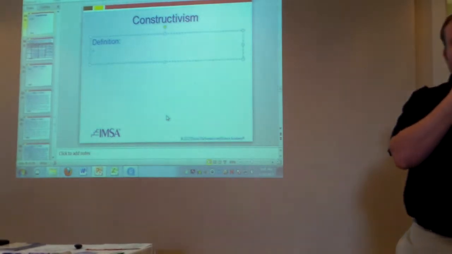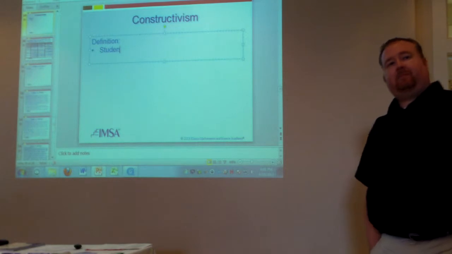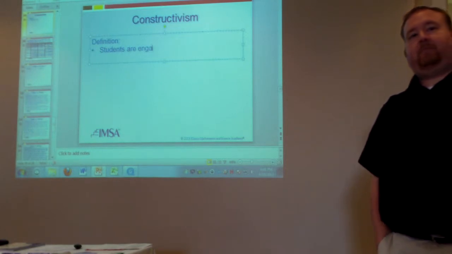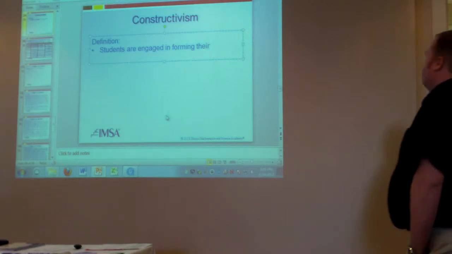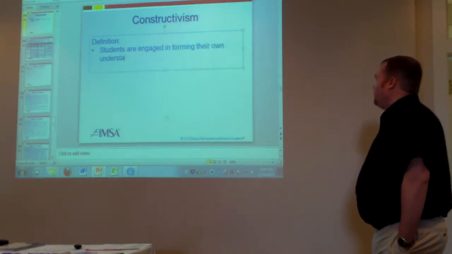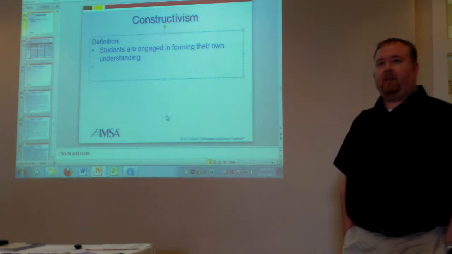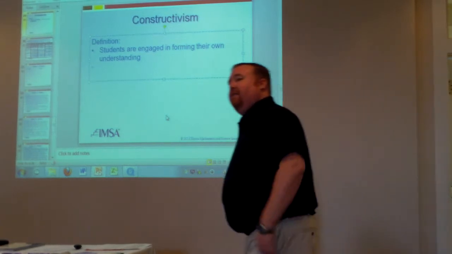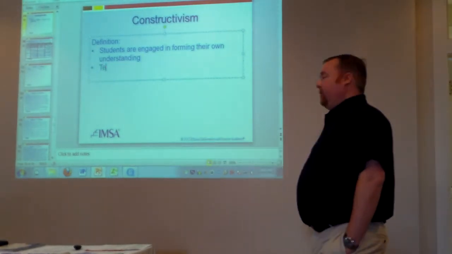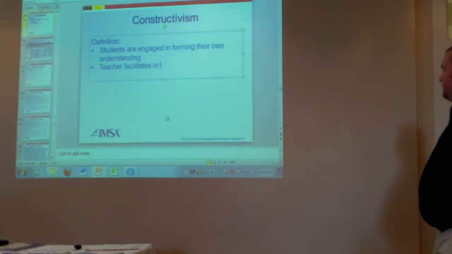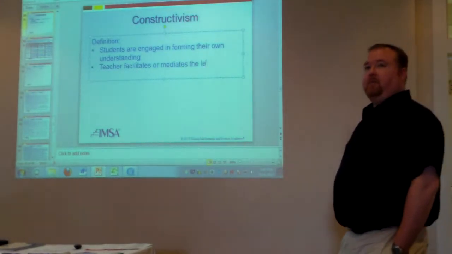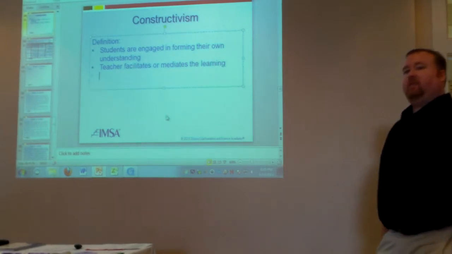Students are engaged and they're forming their own understanding of what the situation is. Okay. I like it. Yes. The teacher facilitates or mediates the learning. Okay. Any other thoughts?